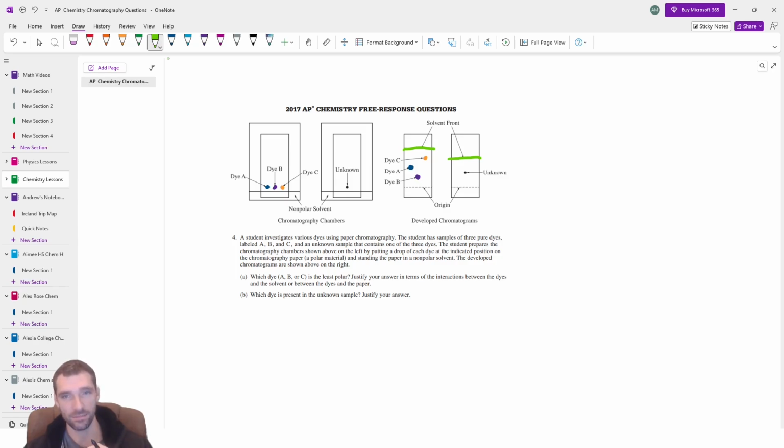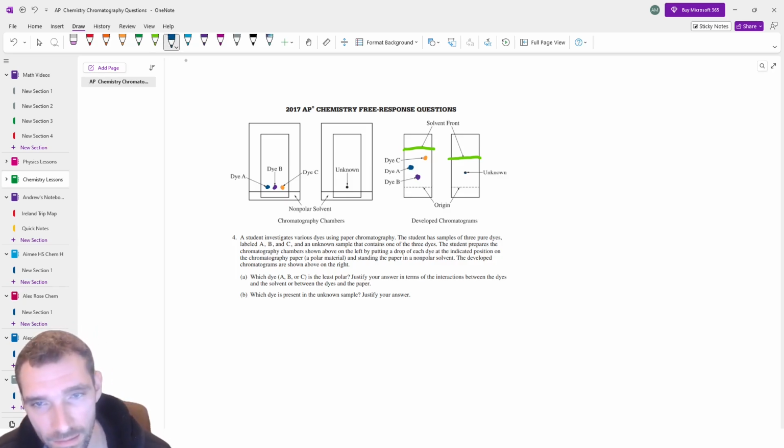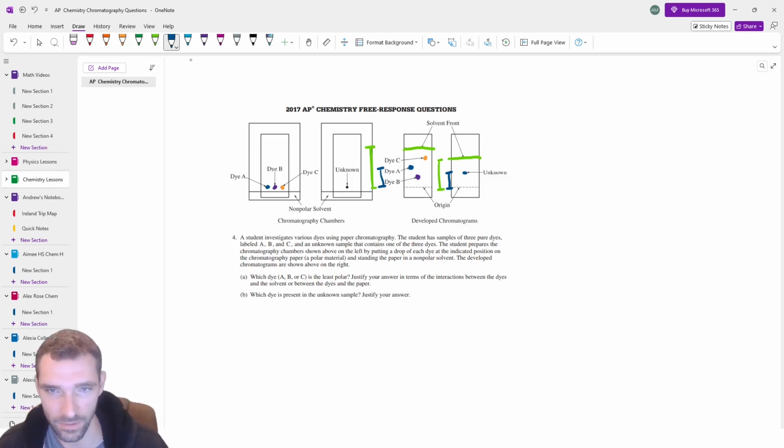So if a dye has gone up half as much as the front, like what we see with dye A, that's basically a fraction where we're saying this has gone up half as much as that. In the same way, if this has gone up here, then the dye has gone up about half as much. So that's an Rf factor. That's how much it's being retained versus moving with the front. And that's the best indicator for what dye we're looking at right here. So it looks to me like we have dye A in the unknown.